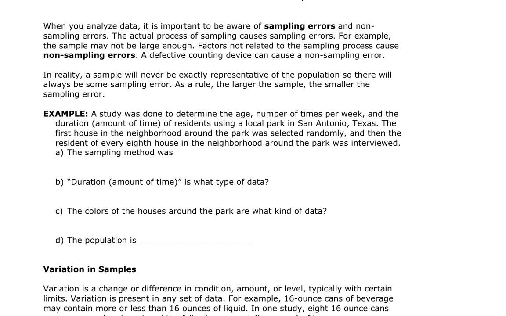Duration, or amount of time, what kind of data are we going to expect? We're expecting quantitative and continuous. So 3.2 hours is what I spent, or 1.5 hours is what I spent. So that duration of time is quantitative and it's continuous. The color of the houses around the park, well, that's qualitative. You can't measure color. It's either blue or green or whatever. And the population is the houses in the neighborhood around this park in San Antonio, Texas.